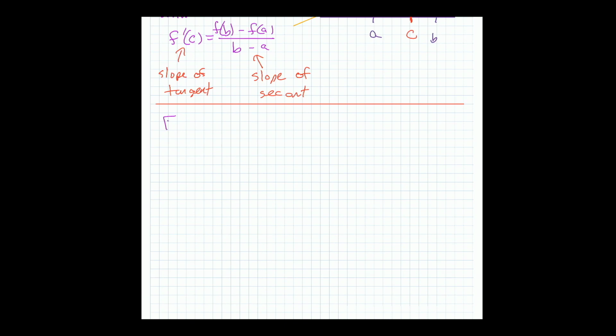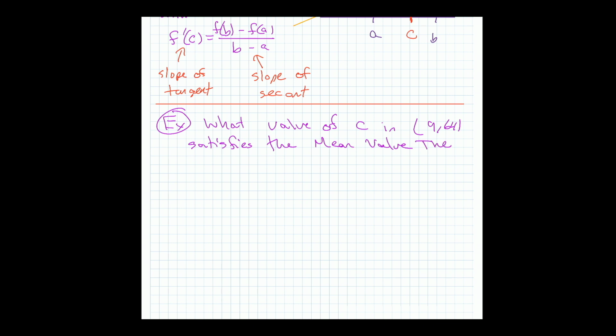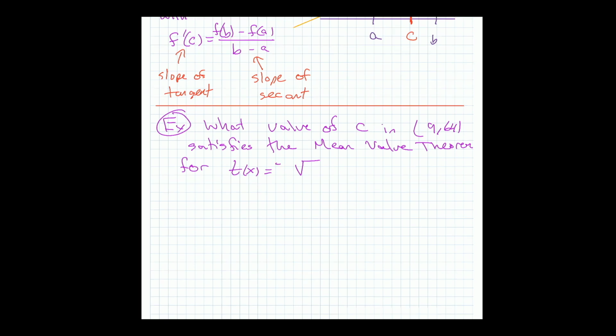So here's an example of that. What value of c in [9, 64] satisfies the mean value theorem for, they give us a weird function, t of x they call it, equals negative 4 square root x plus 3.